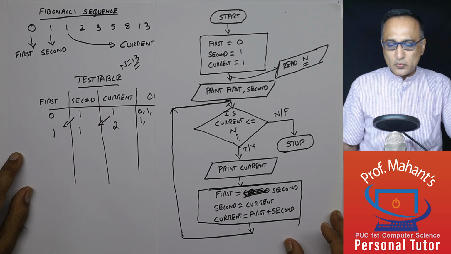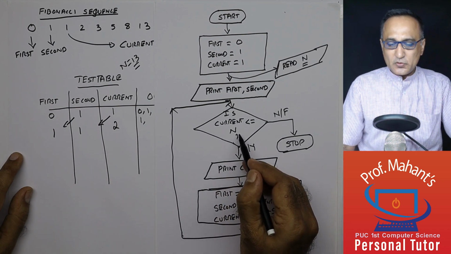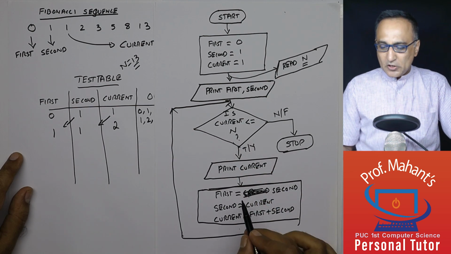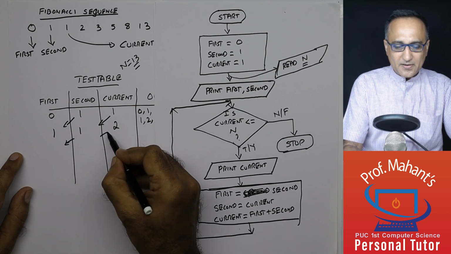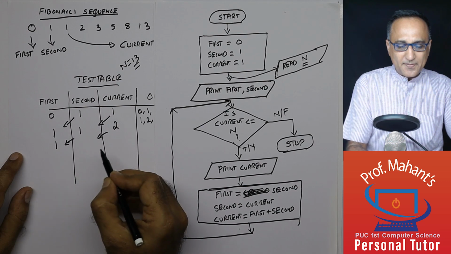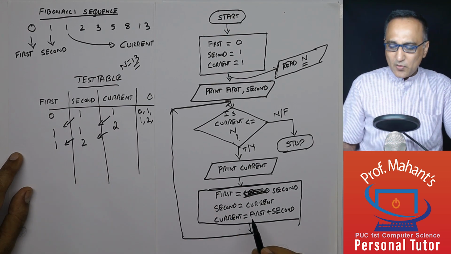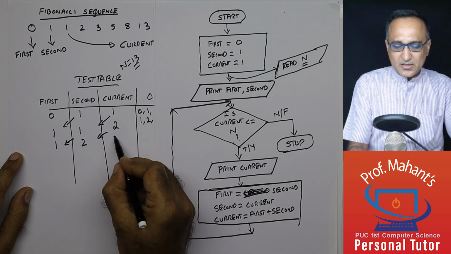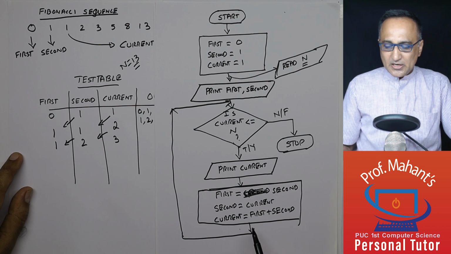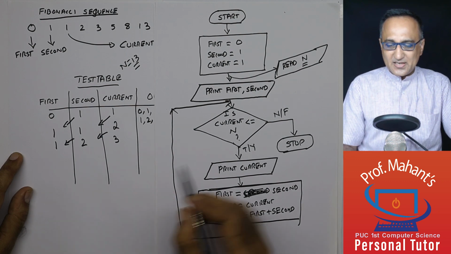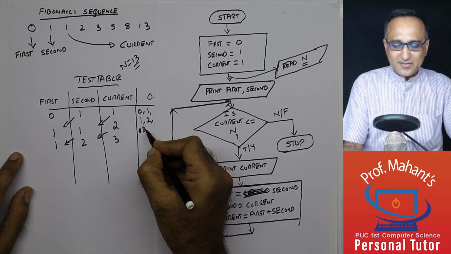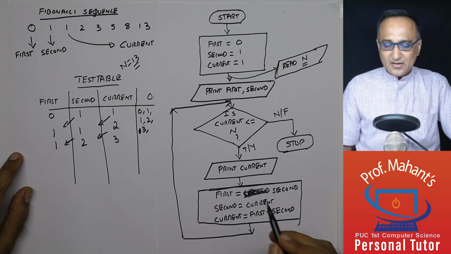Now this becomes 2. 2 is still less than or equal to 13. So I am printing the next value, which happens to be 2. Now again there is a shift. Alright. Second gives its value to first. So this fellow becomes 1. This fellow becomes 2. Now current is equal to first plus second. This becomes 3. You're seeing these steps. I'm doing it here. Now current is first plus second. It is 3. 3 is still less than or equal to 13. So it prints 3, not 13. It prints 3. I come here.